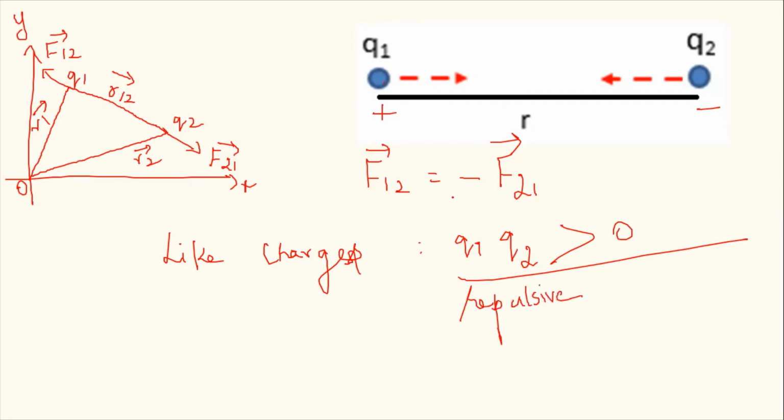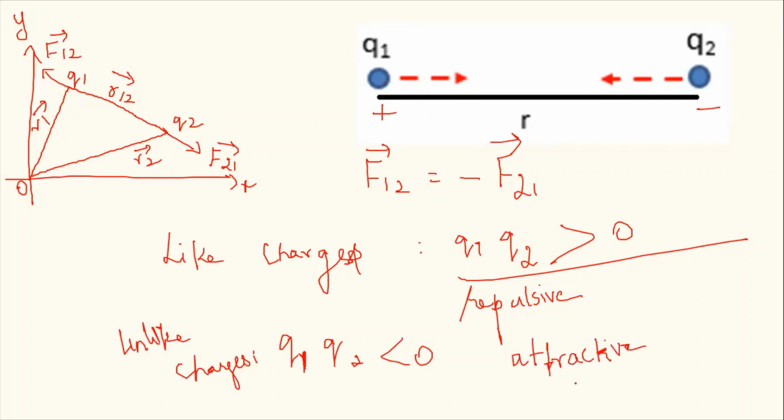And if the two charges are opposite to each other, plus into minus will be minus, so it is a negative value. That is, the product of Q1 and Q2 will be less than 0. So the charges will be unlike charges, and here it will be attraction. So if the two charges are like, the product of Q1 and Q2 will be greater than 0, and in that case the nature of the force will be repulsive. And if it is unlike charges, the product of Q1 and Q2 will be less than 0, and in that case the nature of the force will be attractive.